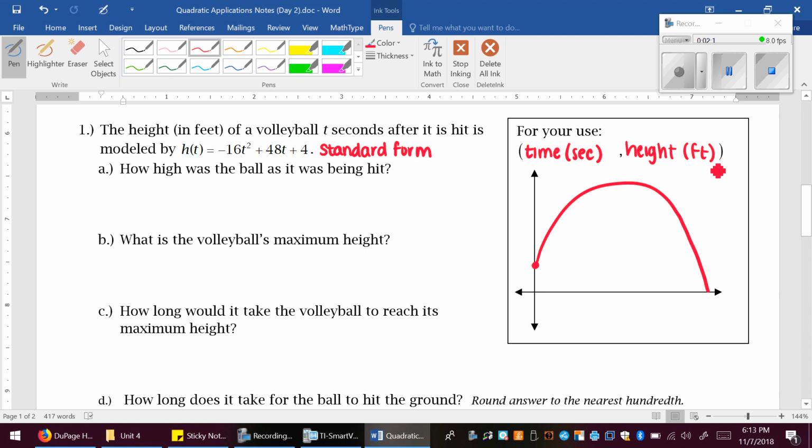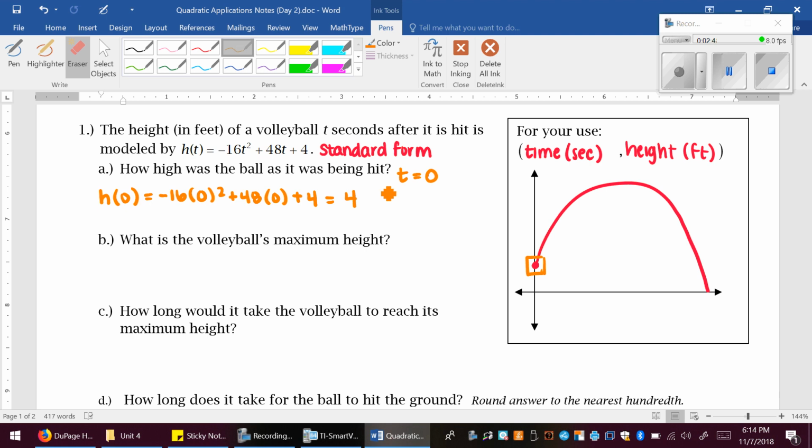Part A says, how high was the ball as it was being hit? Well, I know that the ball is being hit right at the very start of the parabola. This is where the time is 0 because we have not even started the stopwatch before we've hit the ball. So I can go to my equation and substitute 0 in for the time. And I will end up with the y-intercept of 4. Time is in seconds. Oops, sorry, how high? Time was 0. This is your height of 4 feet.